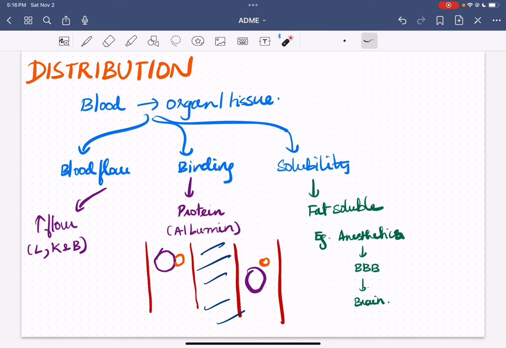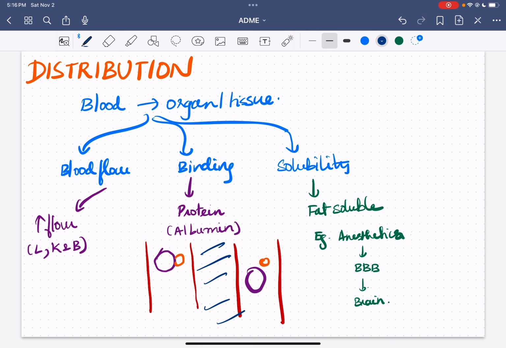Now let's imagine the drug is bound to albumin. If it's bound to albumin, it's difficult for the drug to escape the bloodstream and go to the tissue. So that means the drug is going to remain in the bound form for a very long time in the body until it gets unbound. Whereas take this case, the drug is not bound to the albumin. That means these drugs are going to go and act on the tissue immediately.